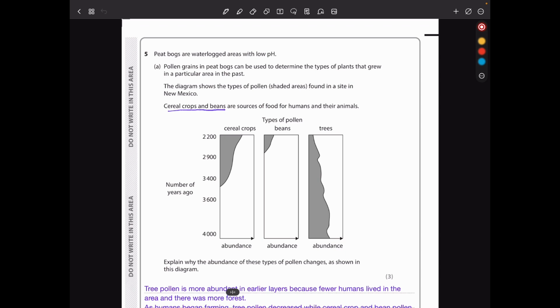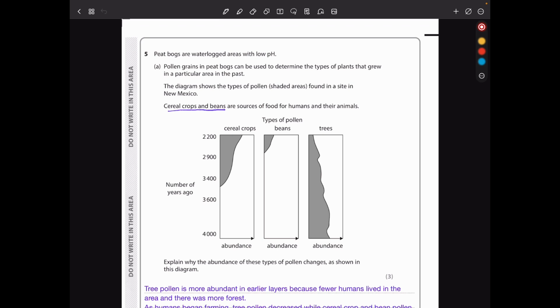In question 5, they say peat bogs are waterlogged areas with low pH. Pollen grains in peat bogs can be used to determine the types of plants that grew in a particular area in the past. The diagram shows the types of pollen, meaning the shaded areas, found in a site in New Mexico. Cereal crops and beans are a source of food for humans and their animals.